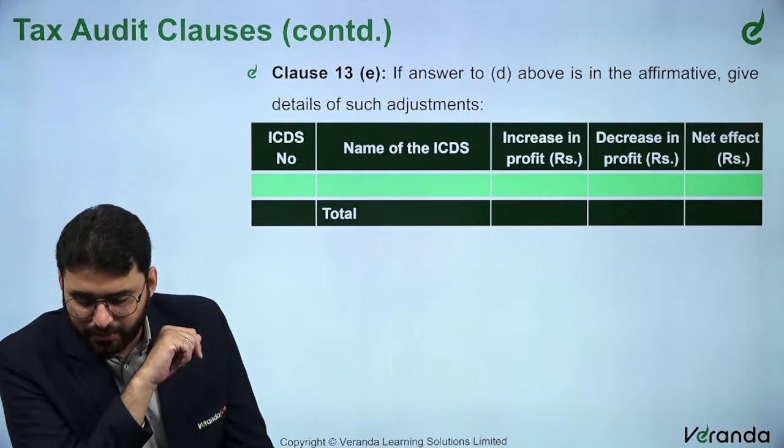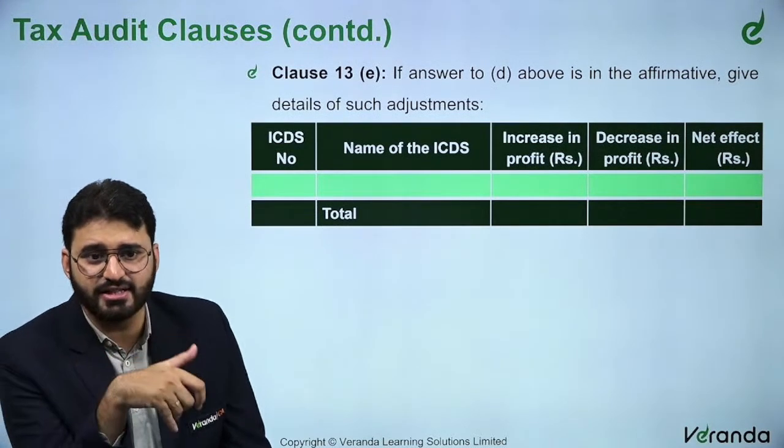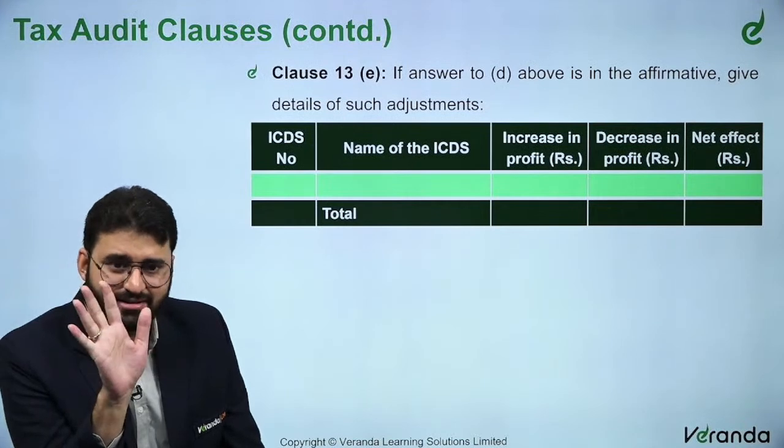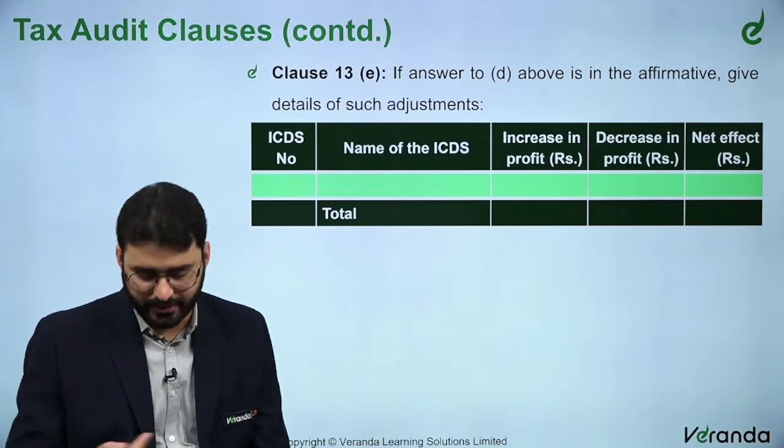If the answer to D is affirmative, give details of such adjustment. So if there is any adjustment as far as ICDS is concerned, we will have to give a clause here. So the name of the ICDS, increase in profit, decrease in profit, net effect.